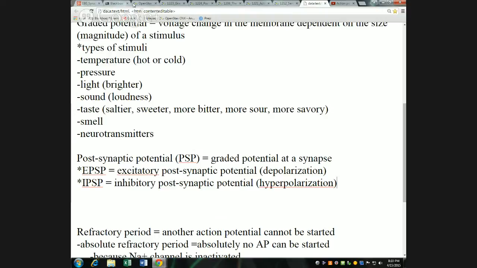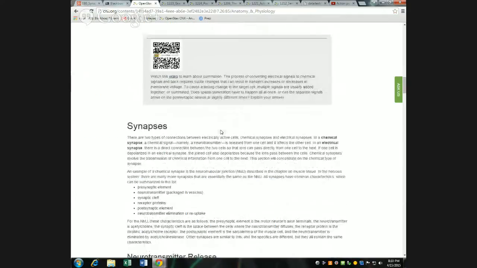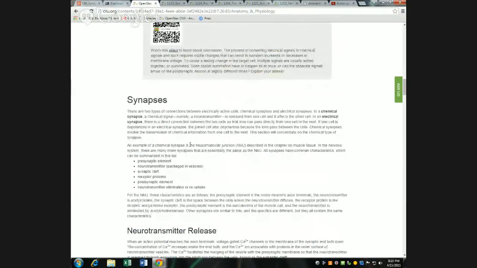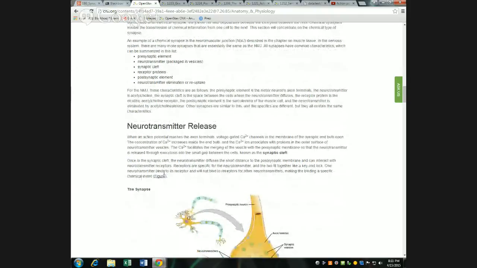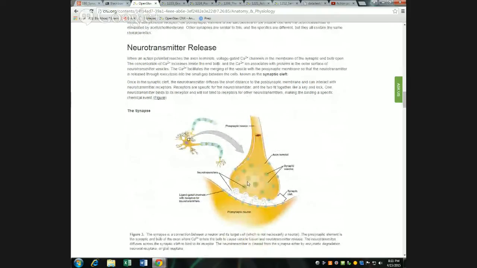So, we've already talked about the synapse a little bit. The book goes into a little bit more detail, but we talked about the synapse in regard to the neuromuscular junction. So this just defines it a little bit more generally and the different things that play a role. And here's a picture of a synapse, which is very similar to the picture that we saw of the neuromuscular junction.